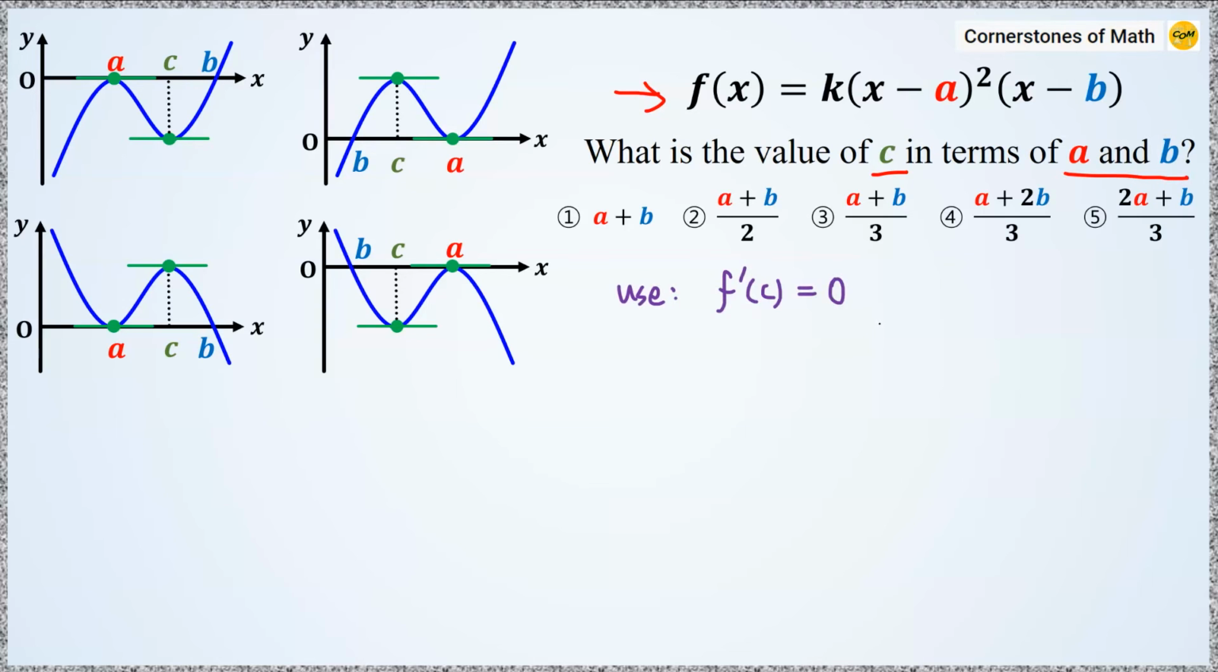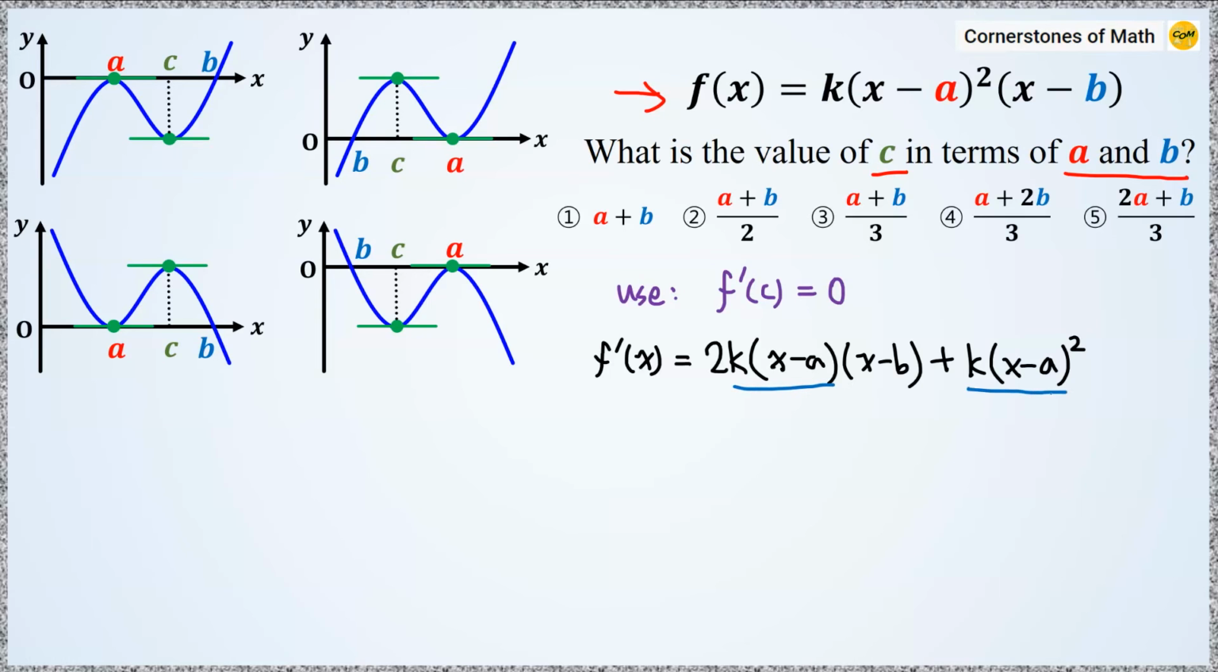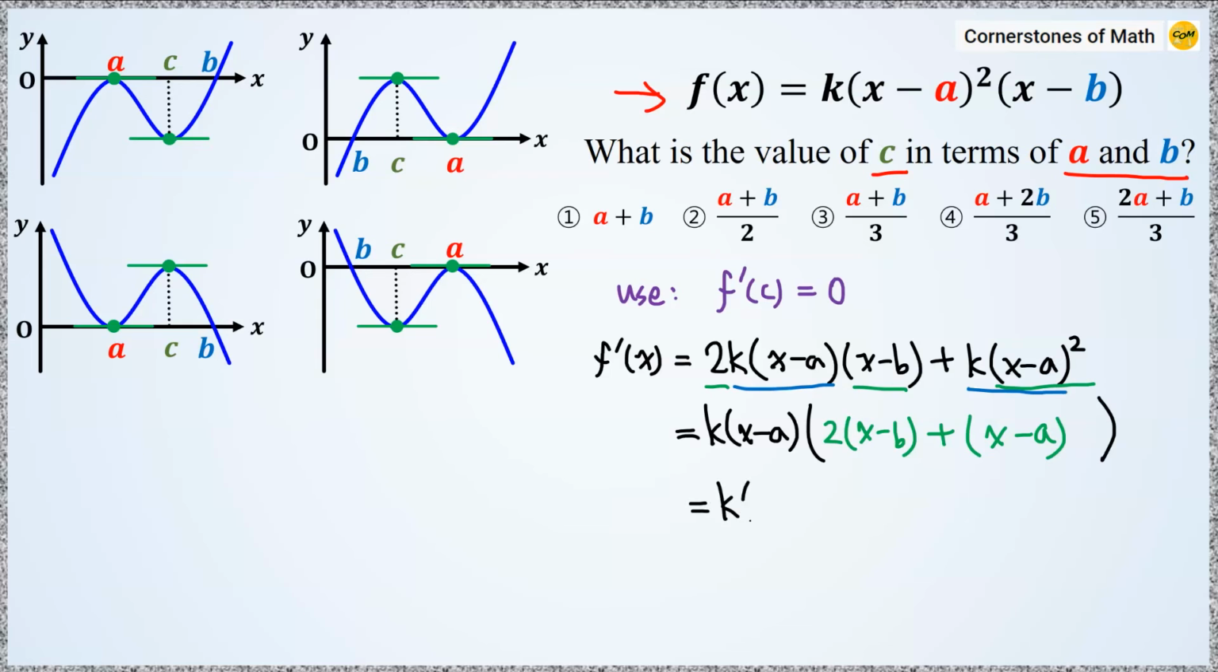Here, we will use the fact that f'(c) equals 0. So we take the derivative using the product rule. So first, 2k(x minus a)(x minus b) plus k(x minus a) squared. Here we have k(x minus a) as a common factor. So let's write k(x minus a). And the remaining part is from here, 2(x minus b) plus, and from here, we still have one more (x minus a), which gives k(x minus a)(3x minus a minus 2b).